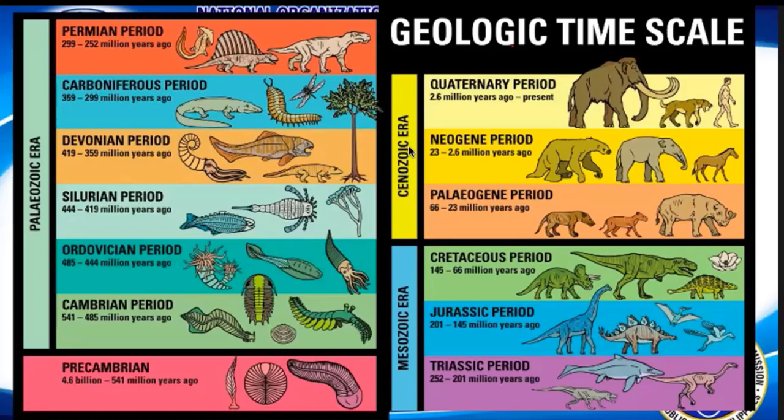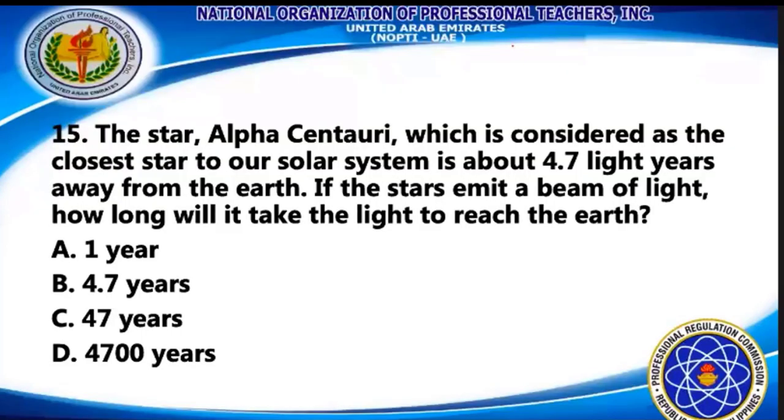And then, eto na tayo sa Cenozoic era. Okay, that's the latest era kung nasaan tayo. Kasi from 2.6 million years ago up to present, yan yung era of human beings. So, Cenozoic era ang sa human beings. So, yan yung geologic time scale or geologic time table. Okay? If you have questions, just raise your hand, okay? Or mag-chat.